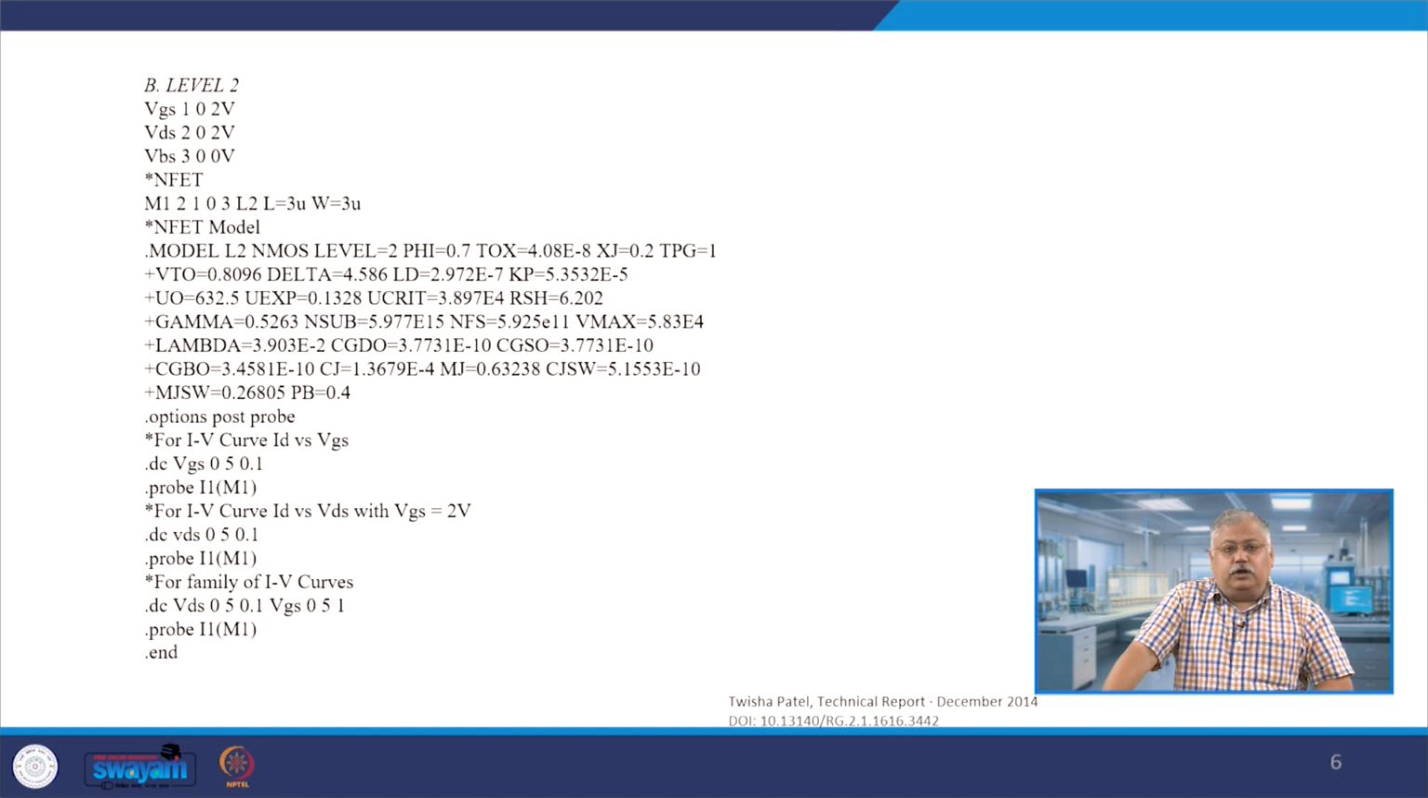Now, let me come to level 2 here. Everything else remains the same, apart from the fact that we are inserting this as level 2 here, and this is level 2 here. And we have added a few extra terms in the device parameter part.